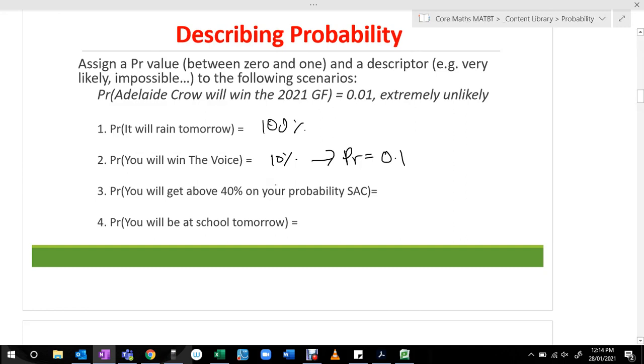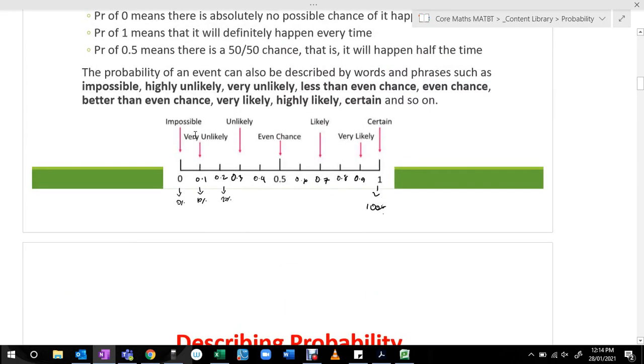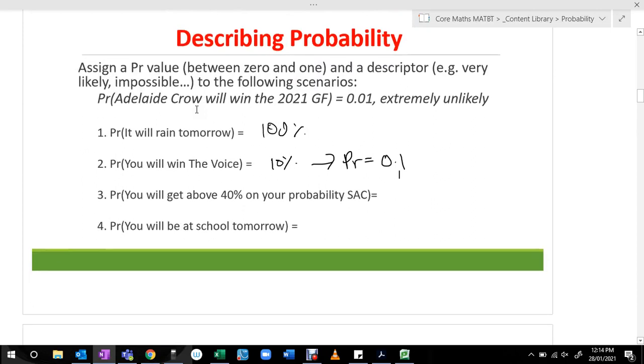Probability that you'll get over 40% in your SAC, which is a pass. Very likely. So are you saying that it is? It's very likely here. 0.9. So 90% chance. Okay, cool. Even though you haven't done the work. I'm kidding. So a pass would be 0.9 or also 90%. You call it that too.